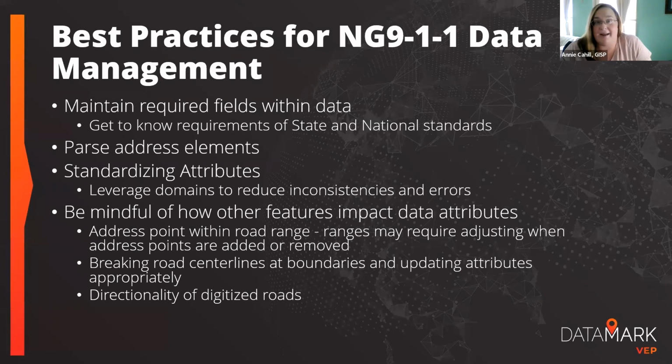Be mindful about how other features impact the attributes. So when you go to add in an address point or when you're going in and splitting, make sure that you're being mindful of your road, I almost said road ranges. Split your road center lines at boundaries and update those attributes, because you want all of the attributes in your road center lines and address points to reflect the boundary information. And then be mindful about your digitized road direction.